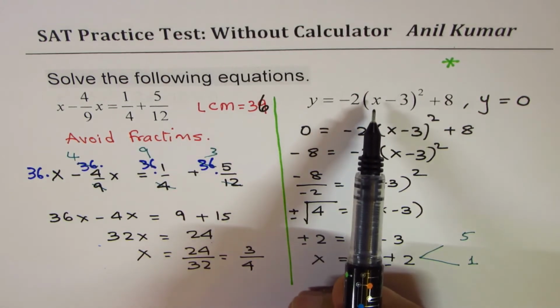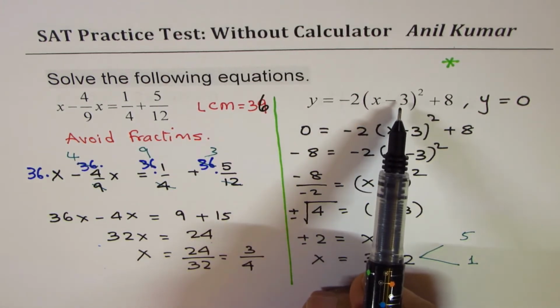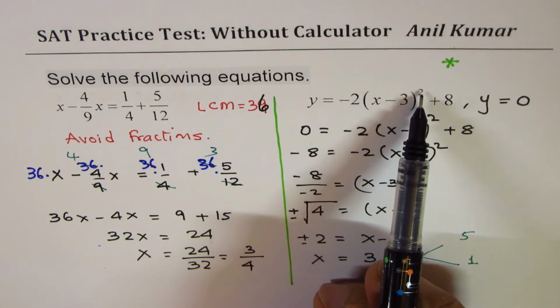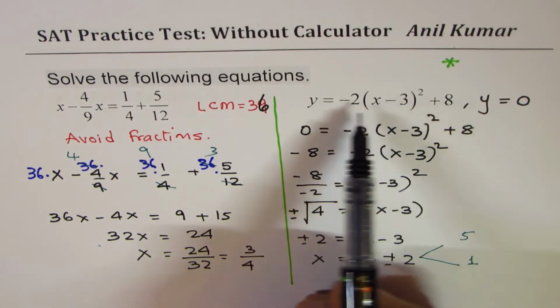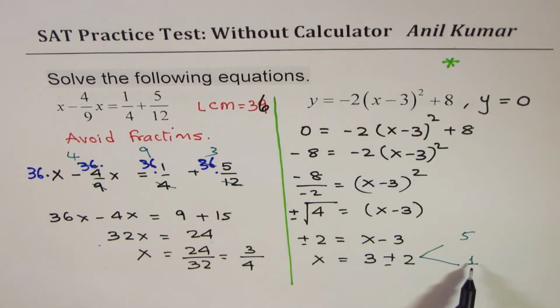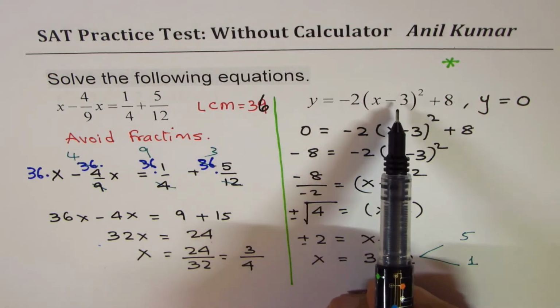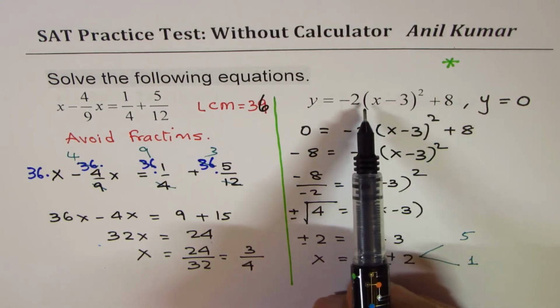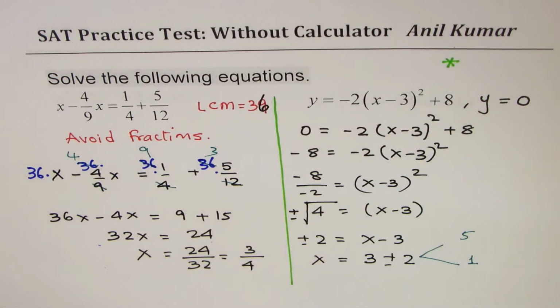So if I substitute 5 here, 5 minus 3 is 2. 2 squared is 4. 4 times 2 is 8. Minus 8 plus 8 is 0. Similarly for 1. 1 minus 3 is -2. 2 squared is 4. 4 times 2 is 8. Minus 8 plus 8 is 0. So that is indeed the correct solution.